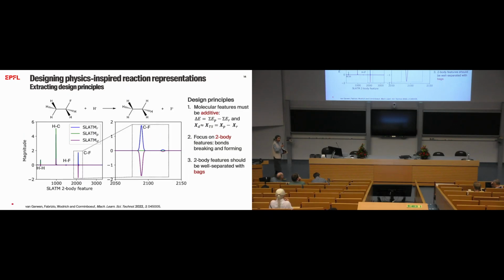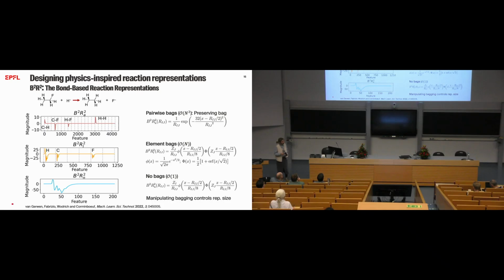The third one: in SLATM, the pairwise features are regrouped into bags. This is very convenient because if you do a diff, you will have a feature, for instance in this SN2 reaction example, if you break the C-F bond and it disappears, the feature in the reactant and in the product will align, and the signal will be very strong if one bond is broken or formed. So features should be separated with bags. This is something that we wanted to keep.